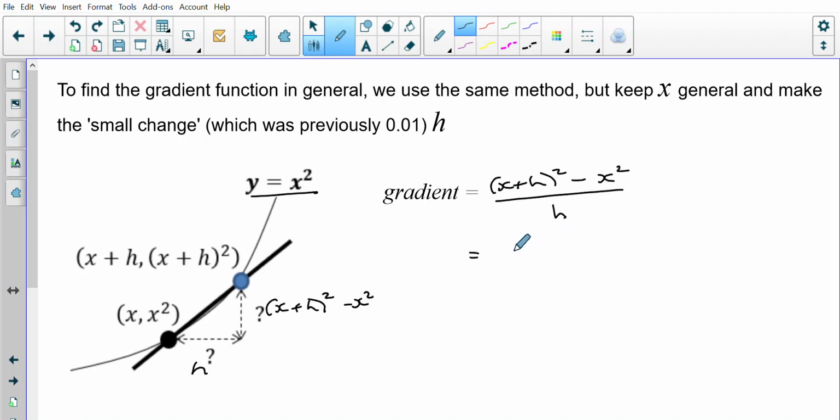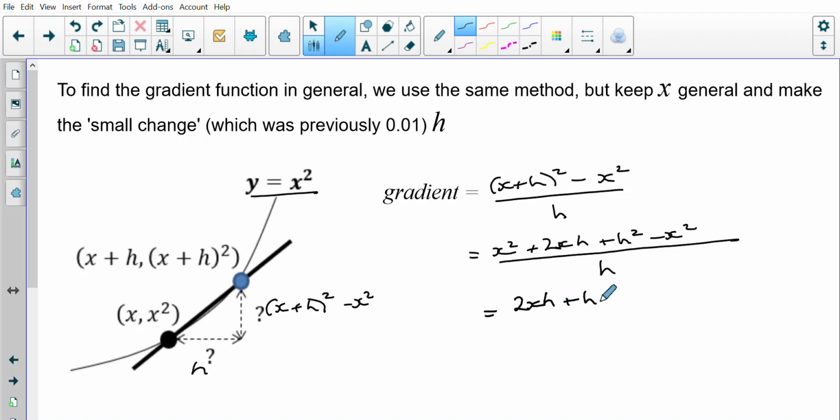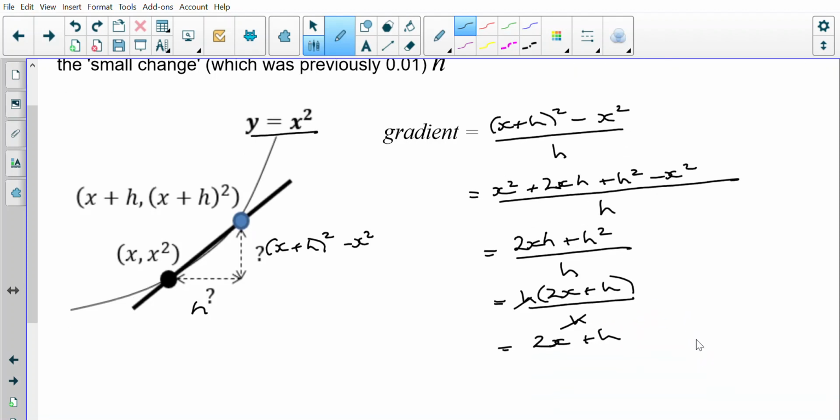Now if we expand and simplify on the numerator, denominator still h, let's simplify, so the x squareds cancel out, so we get 2xh plus h squared divided by h. So if we just factorise out an h on that numerator, we can see that those h's will cancel and we're just left with 2x plus h. So that's a general expression for my gradient function at the point between the points x and x plus h.